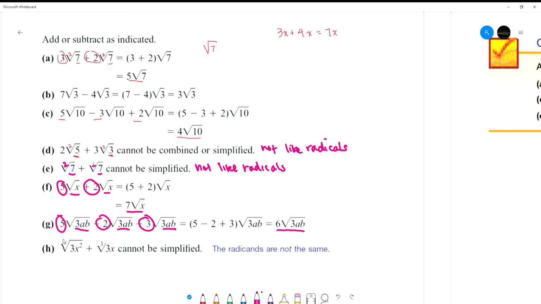And in the last example, we have the cubed root of 3x squared. So the index here, the 3 and the 3, they're the same. The radicand almost looks the same. However, we have an x squared here versus x to the first, right? Because they are different, it does not matter if the 3 is the same and the x is the same. The exponents are different. Therefore, the radicands are not the same. So these are not like radicals.